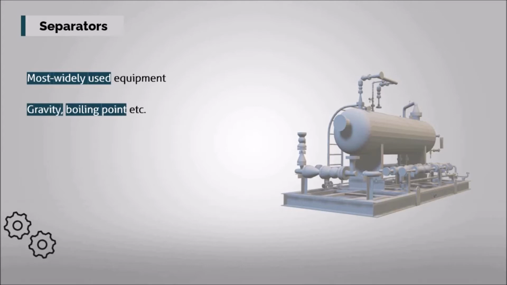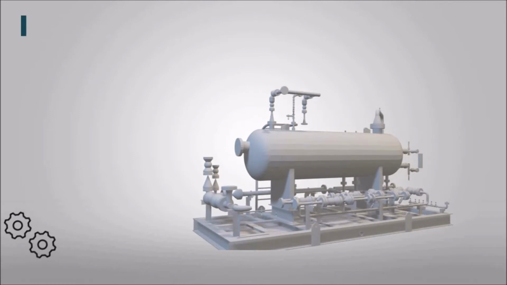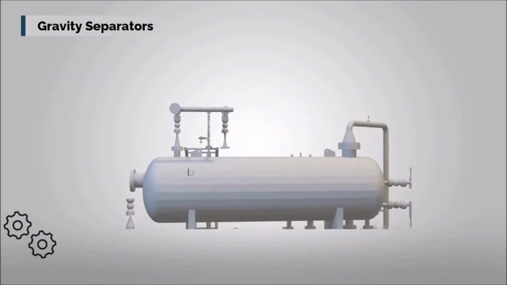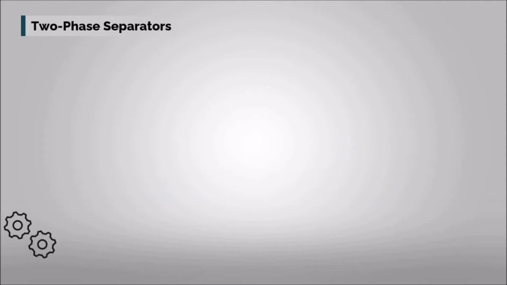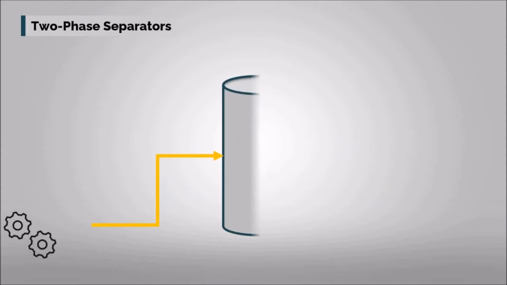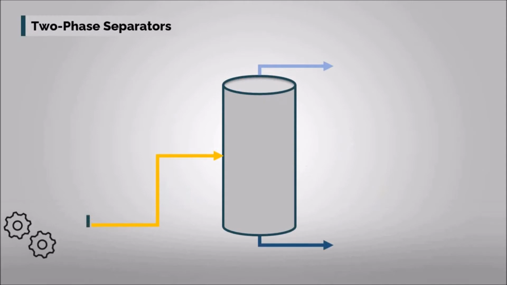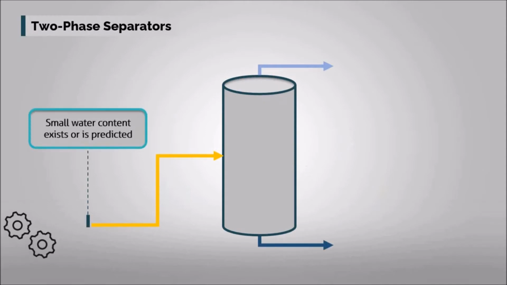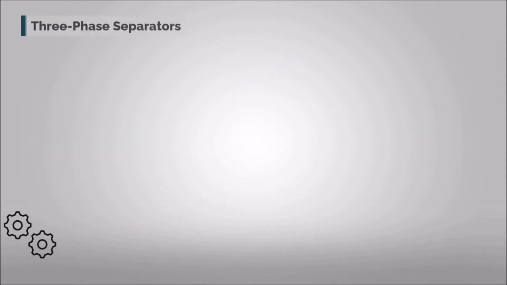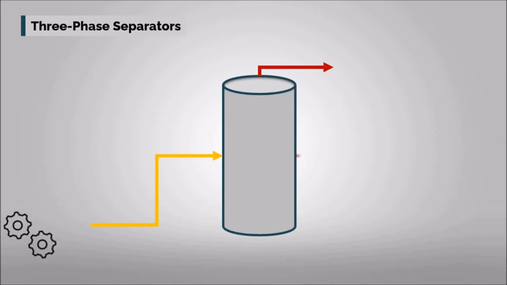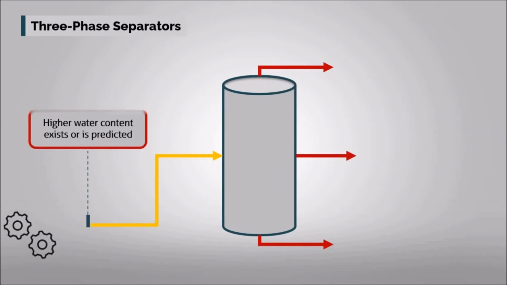The mechanism for gravity separation is so basic. The components with small density go up and the denser components come down. Generally, gravity separators are divided into two types, 2- and 3-phase separators. If the water content is small or negligible, and there is a prediction from the oil production facility that the water content will not be high, 2-phase separators are used. However, in case of more water content coming into the feed, or if it is predicted that the water content will be high, it's recommended to use 3-phase separators.